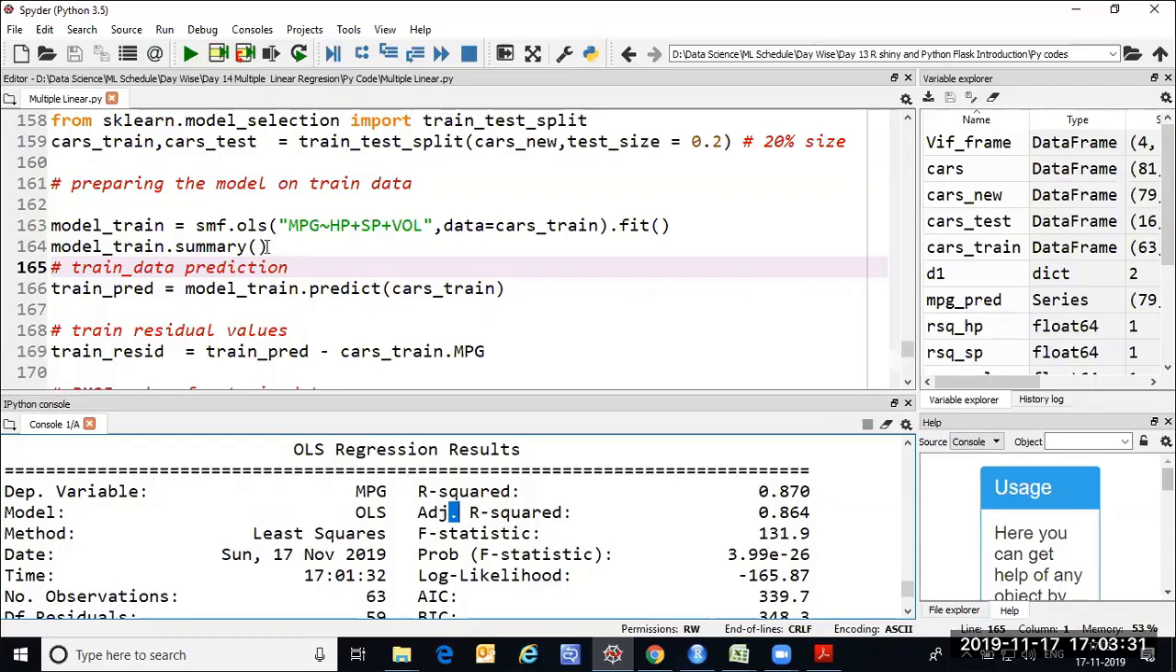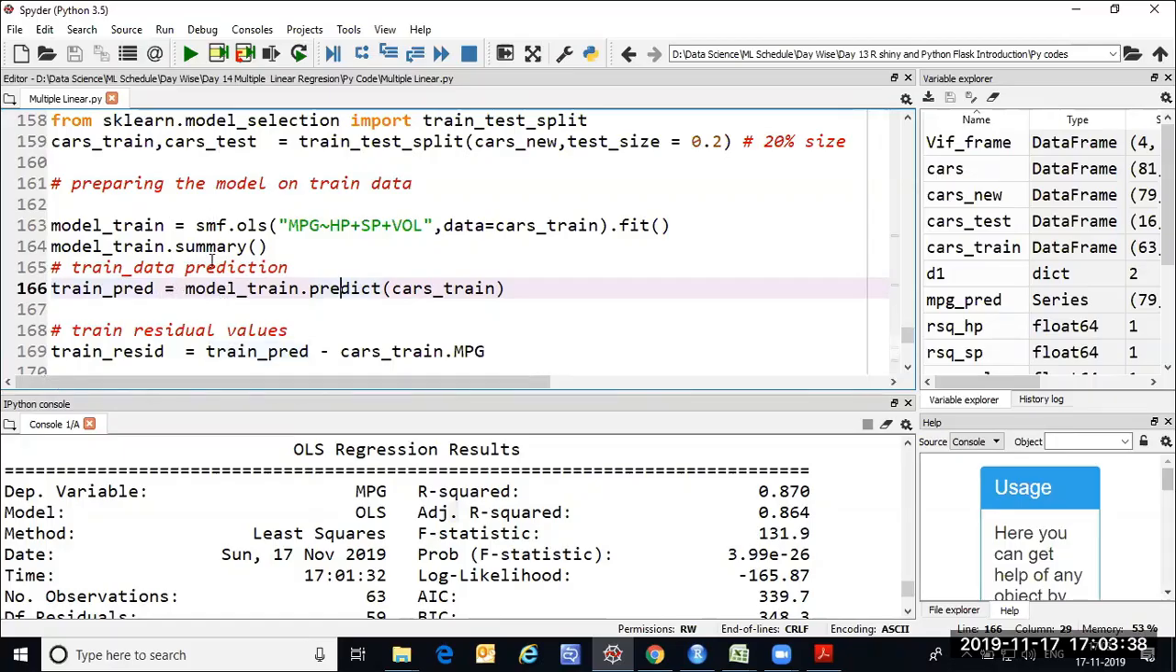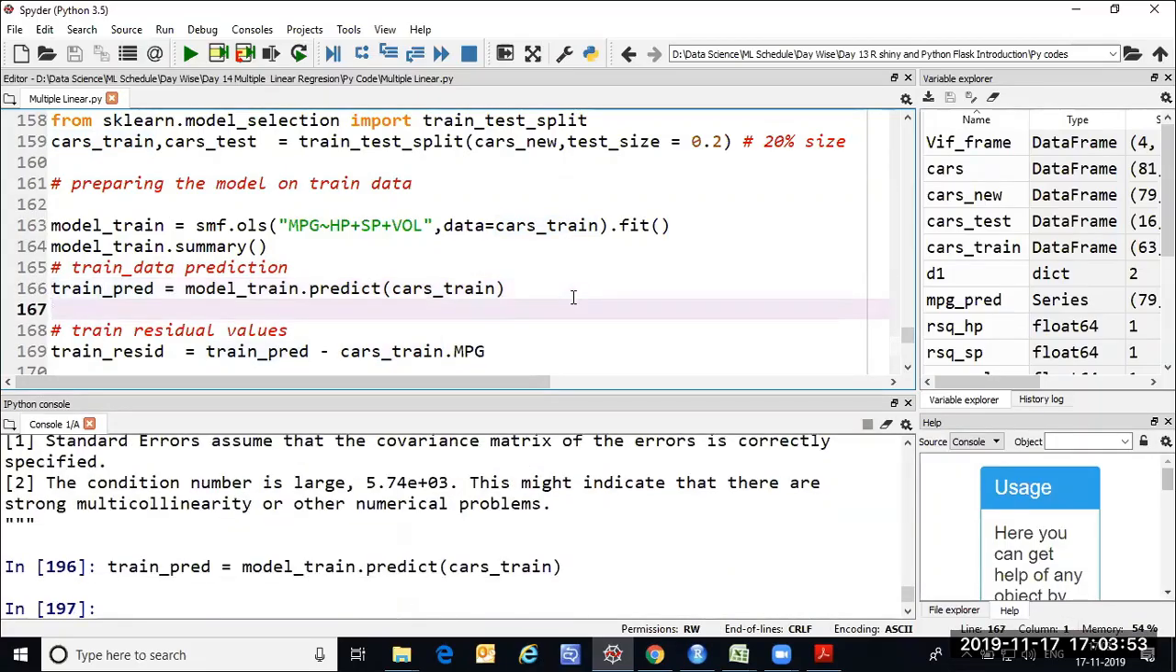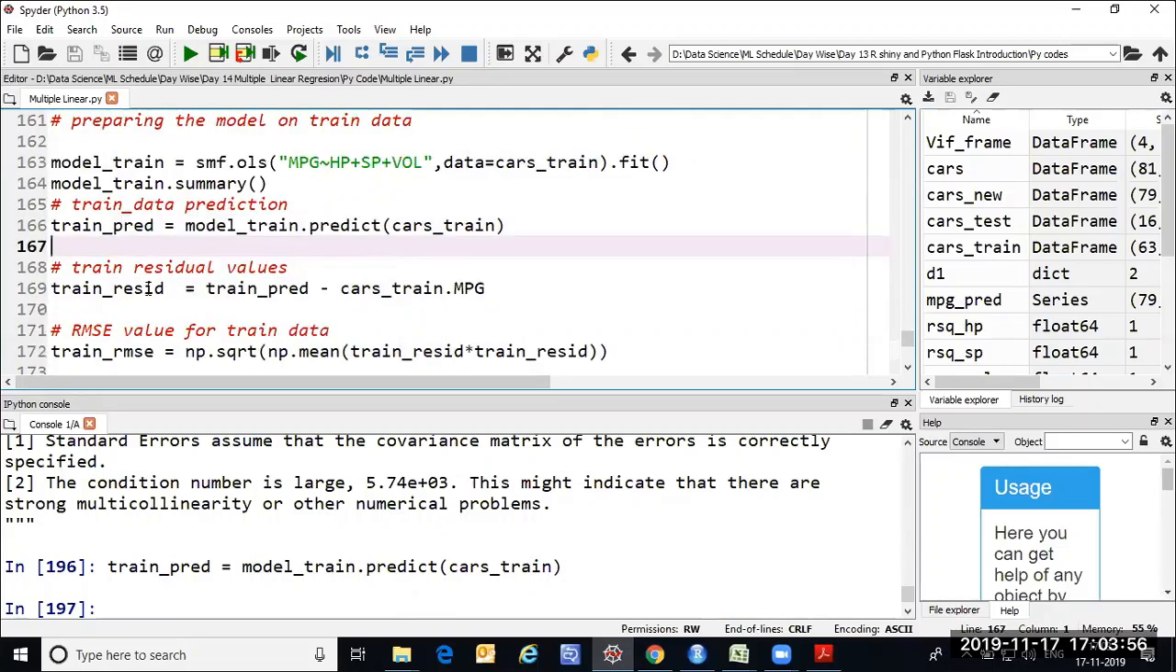Now, we built a model on the training data. Let's predict the values of MPG by using this new model that we built. We are predicting based on the training data itself. Now, let's capture the residuals. How do we calculate the residuals? The difference between actuals and predicted values. And these are the residuals.